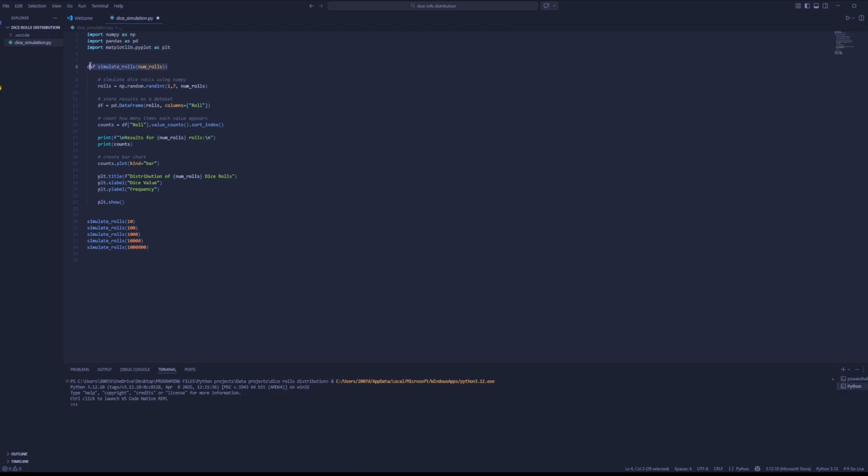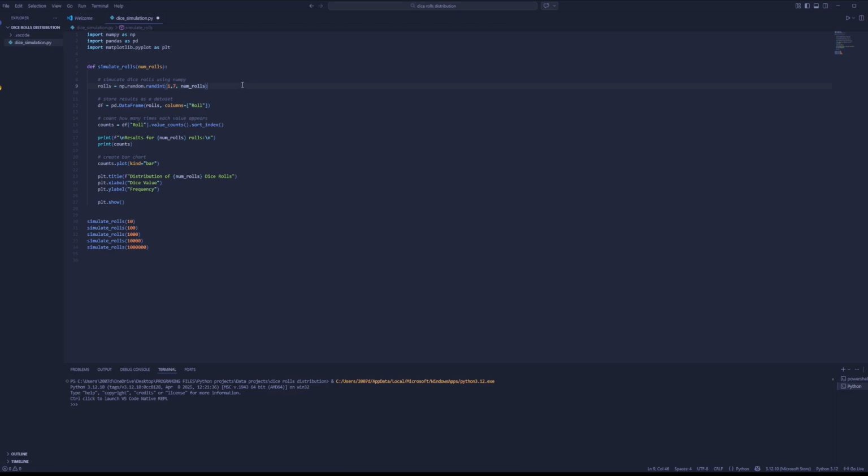This here is a function. I'm not going to go too deep explaining what it is, but if you're not very familiar with it, it's just a reusable block of code. simulate_rolls is the name of that function, and num_rolls is our input parameter. So this function would just run the simulation with whatever number we give it. I put a comment. It's pretty self-explanatory.